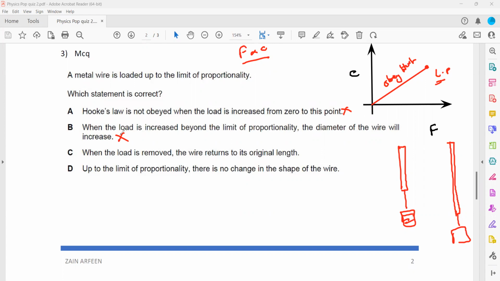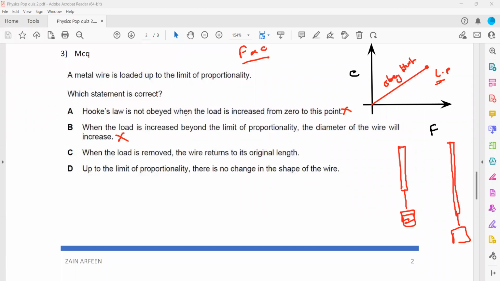Like, for example, say you have a rubber band in your hand and you're stretching it from both ends. What you will find is that the rubber band starts to reduce in diameter, in thickness. So it won't increase, it will decrease.